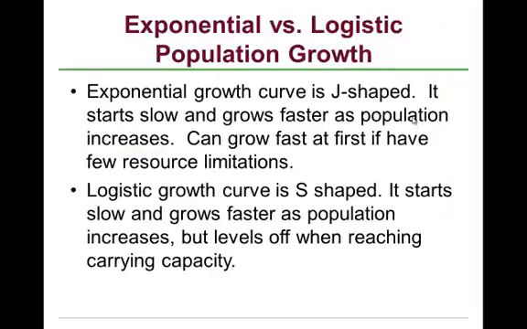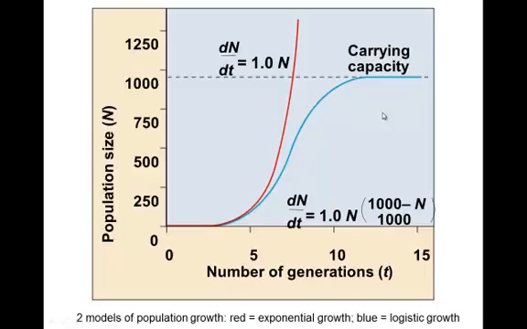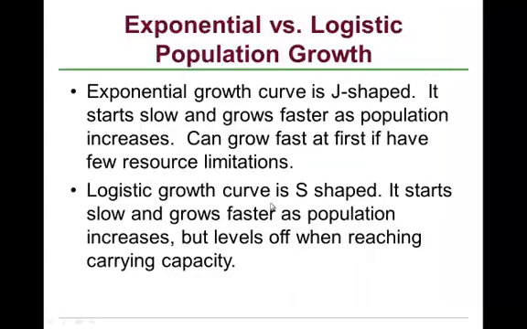The exponential growth model has a J-shaped curve, and that's what we saw on this red one. You can see it starts kind of slowly, but then it gets going and goes up very rapidly. And you can even grow faster at the beginning if there are few resource limitations, but the initial population is small, and that's why the growth is slow.